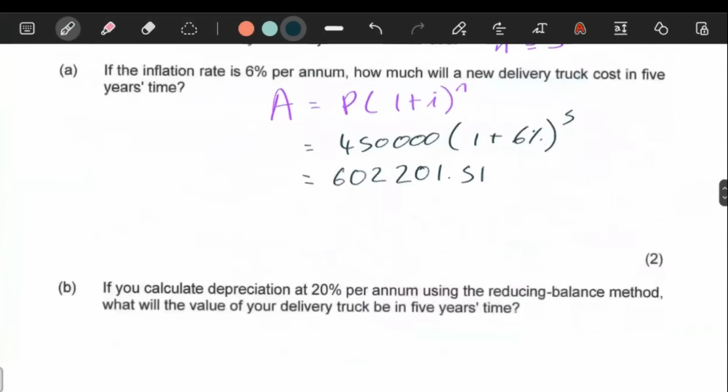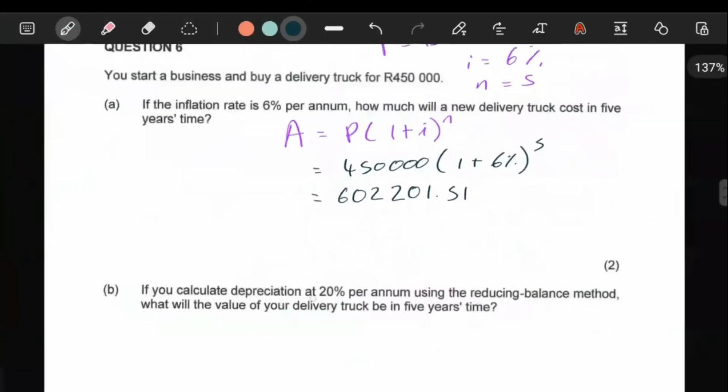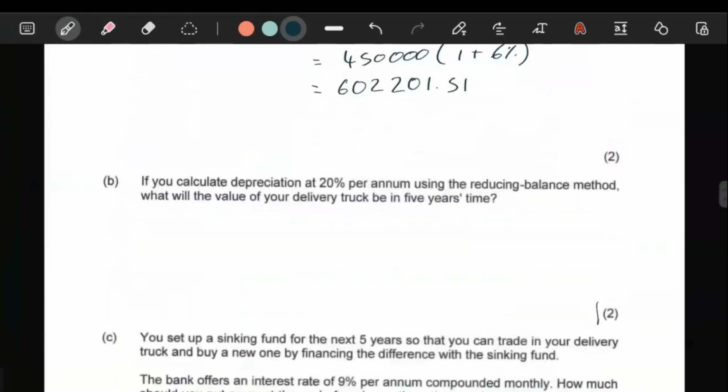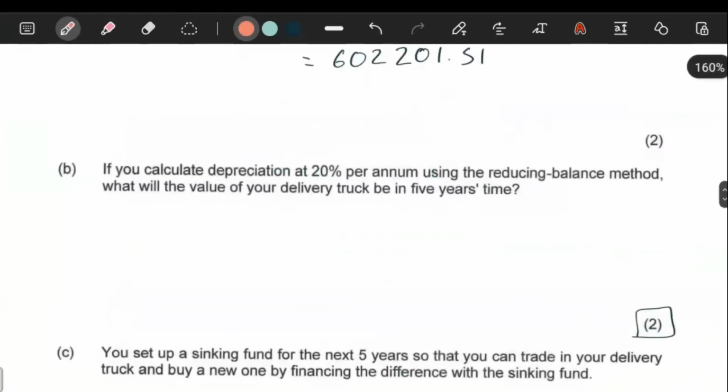Easy question. It says if you calculate depreciation at 20% per annum using the reducing balance method, what will the value of your delivery truck be in 5 years' time? So remember, this is a new truck. If the value increases over time because of inflation, it's going to cost this much. But then this new truck, its value can decrease if you're using it, obviously. So the value of a truck that's decreasing can be worked out using this formula.